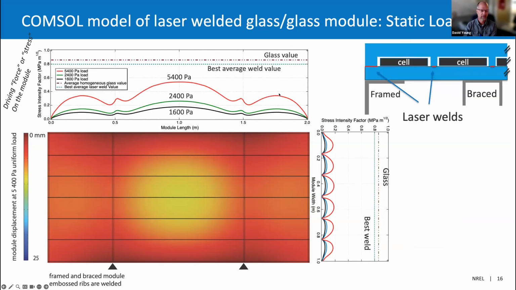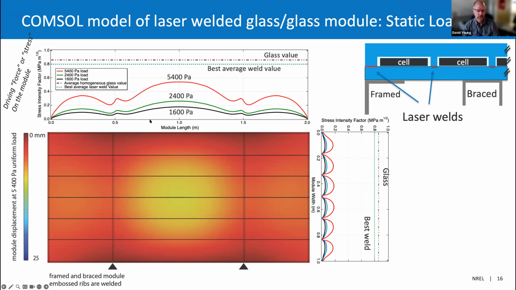All right, so then the takeaway is this graph. If you place increasingly larger pressures on the module, you get more and more displacement, but the critical piece is the driving force, or the stress along those welds, here in this case along the edges. You can see that we never exceed the glass value or the best average weld value for the samples that we actually tested. So these are experimental data on the green line, and then the glass value is somewhere along here in the darker brown line.